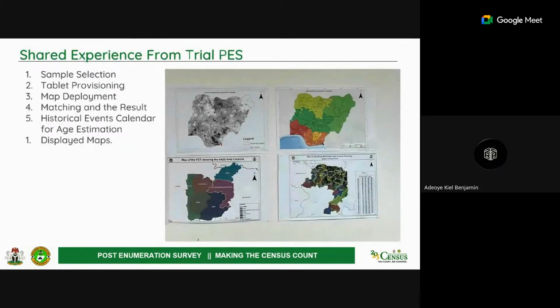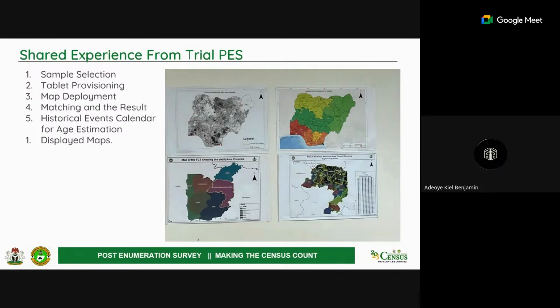Now, the shared experience from the trial PES: we took along some maps. These are the 4 maps we took along on the advice of the CTA, and believe you me, the maps left a lasting impression on the participants. First and foremost, the sample selection. We were able to communicate our process of sample selection based on our own peculiarities in Nigeria. We shared the other audience.